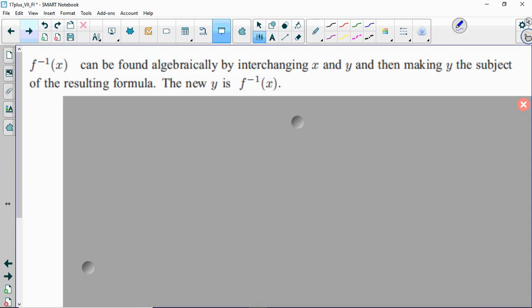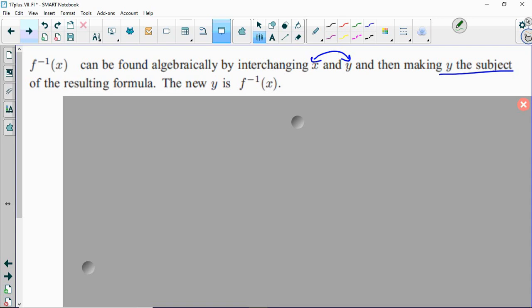So now, how do we find out what an inverse function is? Well, algebraically, what we're going to do is we're going to interchange. So we're going to switch x and y. They're going to trade places. And then we're going to make y the subject. In other words, we're going to solve for y in the new equation that we get. And this new one is the inverse function. And we can actually do this in either order. So this sentence says that we need to switch x and y first and then get y alone, but I'll show you in a second.